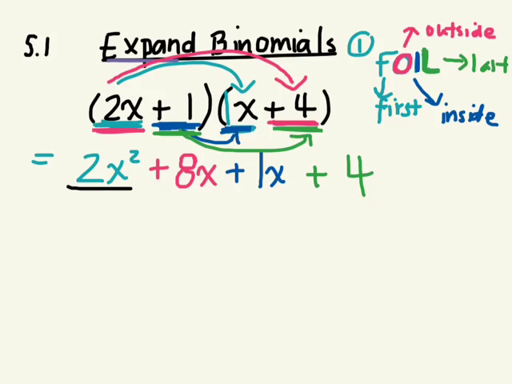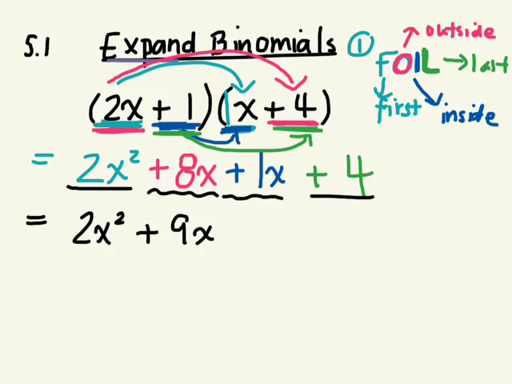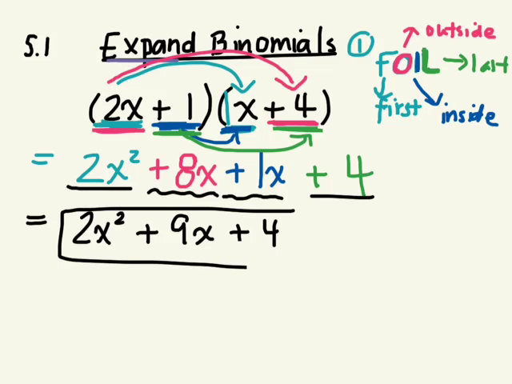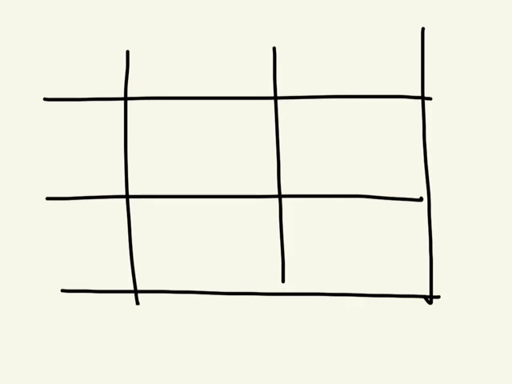Do I have any other terms that have an x squared? No. I have a positive 8x and I have a positive 1x. Can I add those together? What is it? I have a constant term, a number by itself. Can I add that to anything? There's the answer.